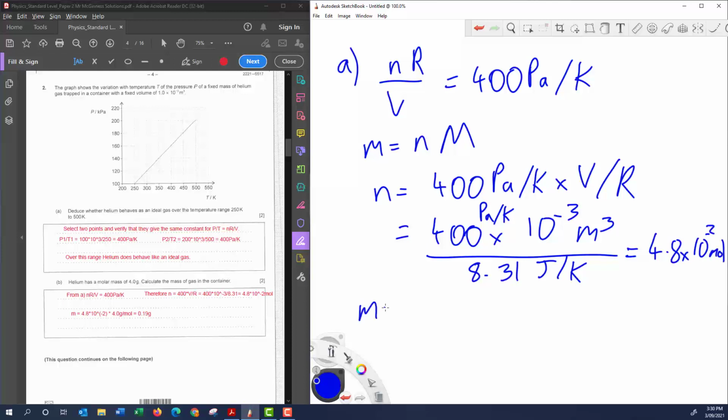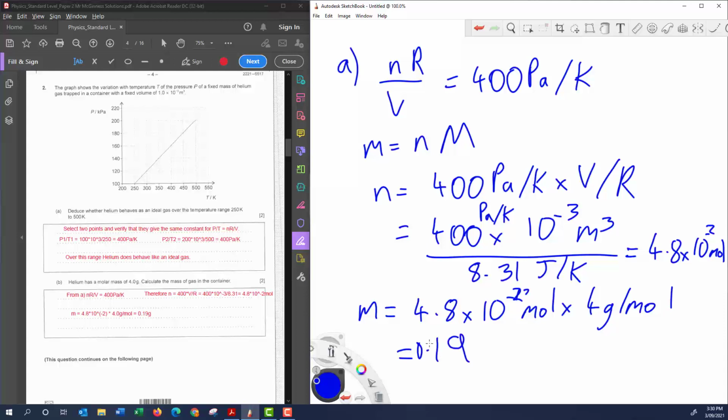So then I want to figure out the mass, so I take my 4.8 times 10 to the minus 2 moles. I multiply by 4 grams per mole, and that gives me 0.19 grams to 2 significant figures. And that's how you do B.